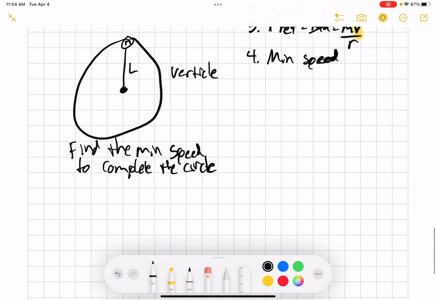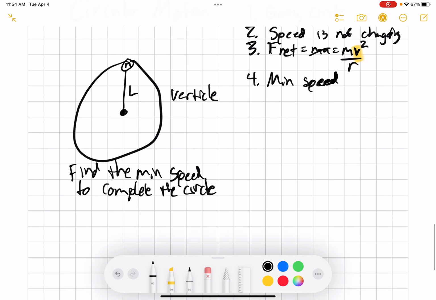So the first question you have to ask yourself is, if I'm going a min speed, where's the last point of failure? Where can I mess up and not complete the circle? Where's that last point? And that would just be at the top. Okay, so that's kind of the point that I'm interested in, because I'm looking for this min speed.